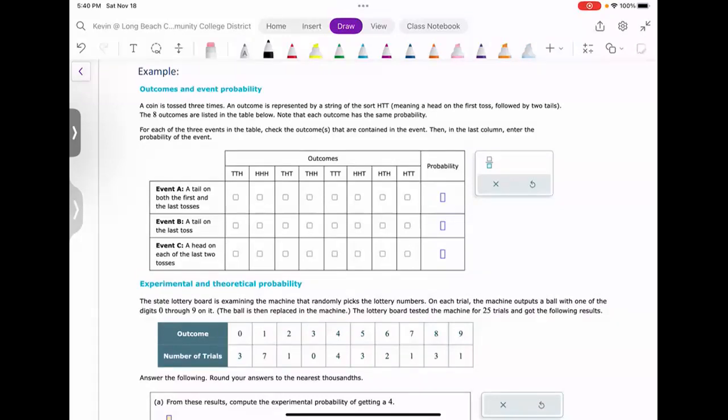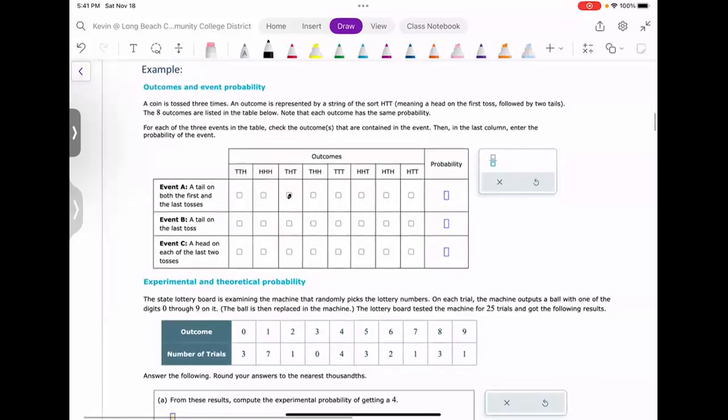All right, let's take a look at event A. A tail on both the first and last tosses. I'm seeing one here, I'm seeing one here, and that's it. So what's the probability? That's going to be 2 out of the 8. And again, you could write 1/4 or 2/8. ALEKS accepts either.